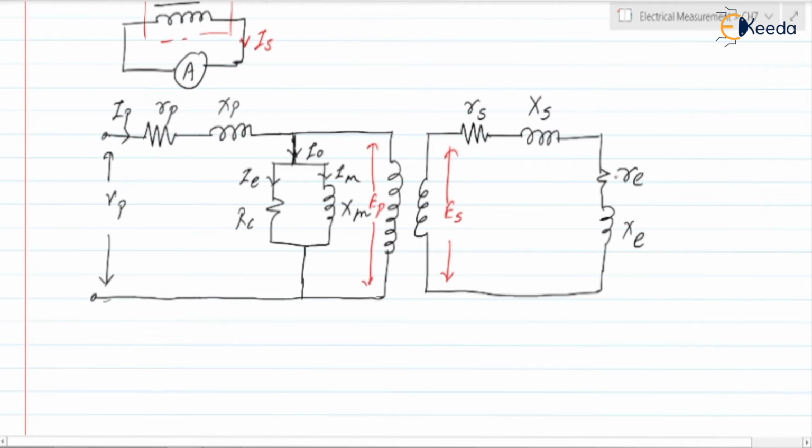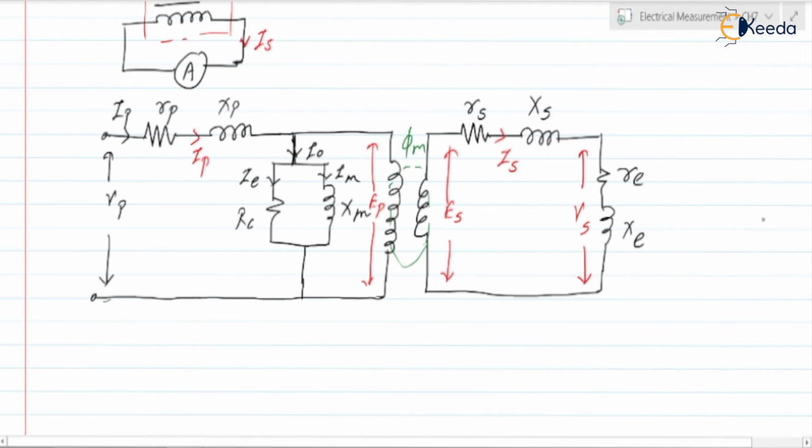Here the terminal voltage we are having is VS, and this current is IS. Here the current is IP, right? Next, this is the equivalent circuit of a CT, which is the same as that of your transformer, and here we are having the flux phi m, that is the magnetizing flux. So this is the equivalent circuit of CT.